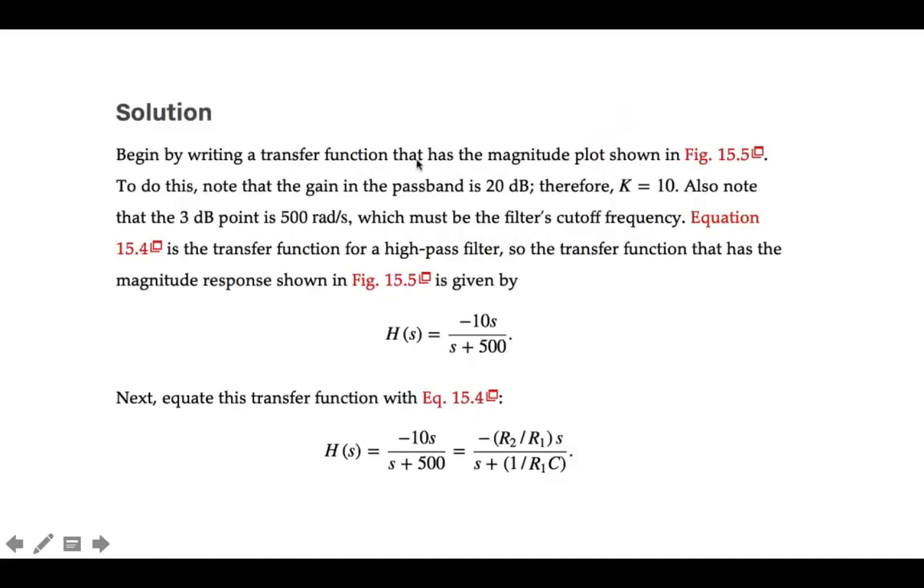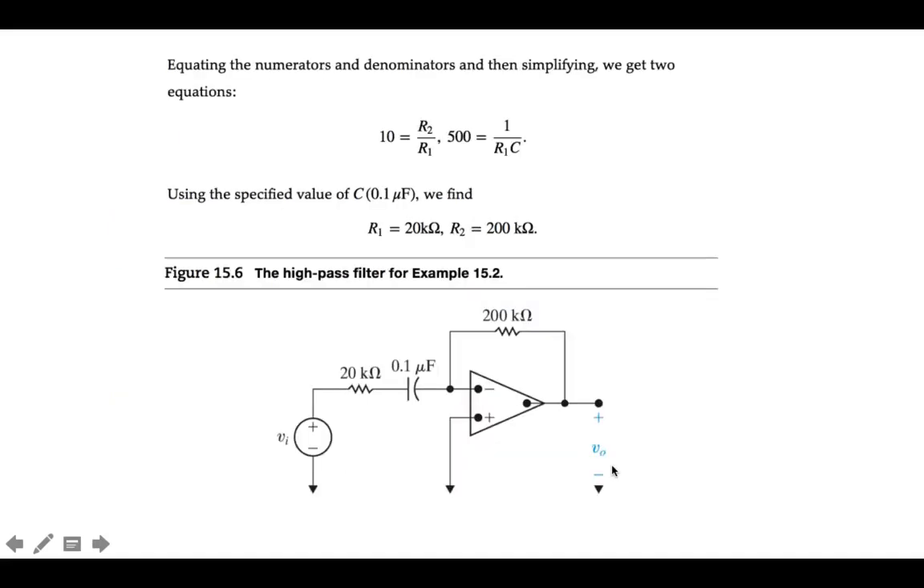All right, so the first thing to do is to write a transfer function for that Bode plot. So we said our gain was 10, and we said our cutoff was 500, and it is a high-pass filter. So the transfer function would take this form. Now we can go back to our equation that defined K and omega C in terms of R1, R2, and C, and equate this back to that previous equation 2 slides back. So we find that 10 would be our R2 over R1 ratio, and 500 would be 1 over R1C.